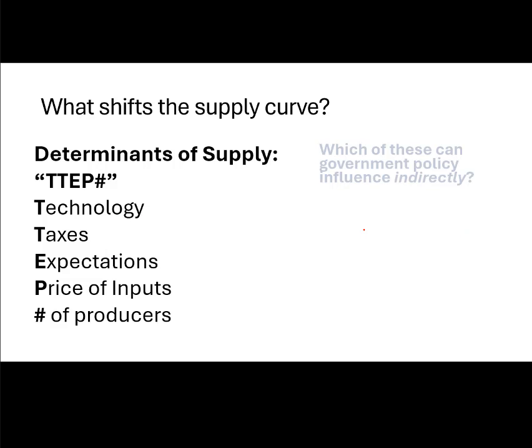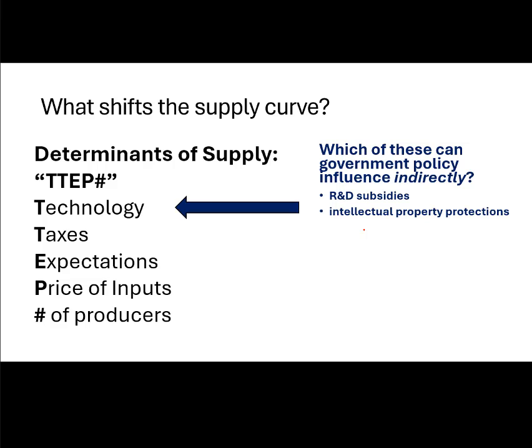I just want to mention something else: policy can influence some of these things indirectly as well. That would be things like, we could maybe have the government help promote research and development of new technologies, or implement incentive programs to help encourage people, businesses, and inventors to discover and apply new technologies.